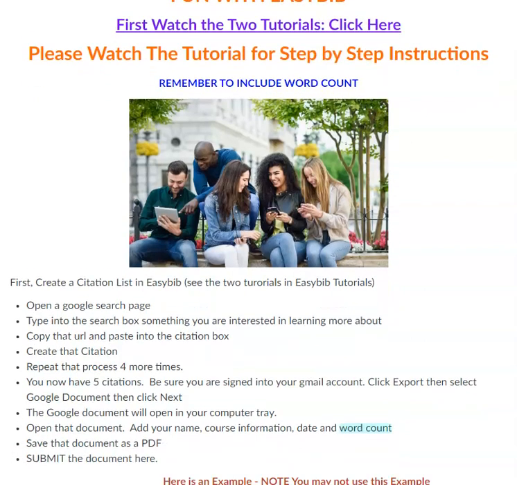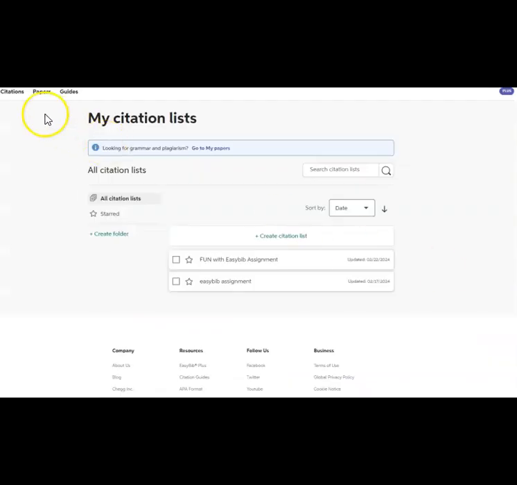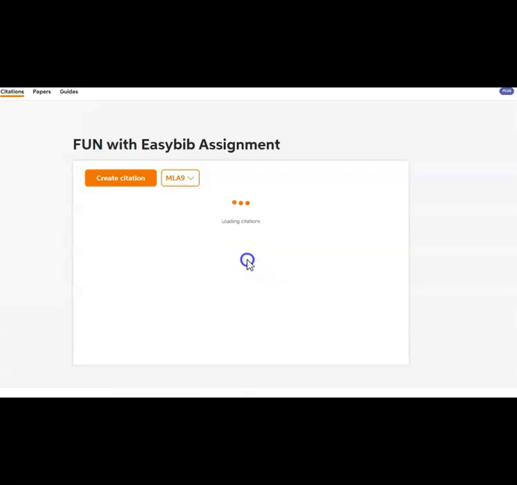Now, come back over here to the assignment, and we're going to create a citation list in Easybib. That's covered in those two tutorials. Let's do this together now. In my Easybib, I created a citation list called Fun with Easybib Assignment. I'm going to click on that to make sure that all my citations that I add go to the right place. Now I'm going to go over to Google and I'm going to think about 5 things that interest me.